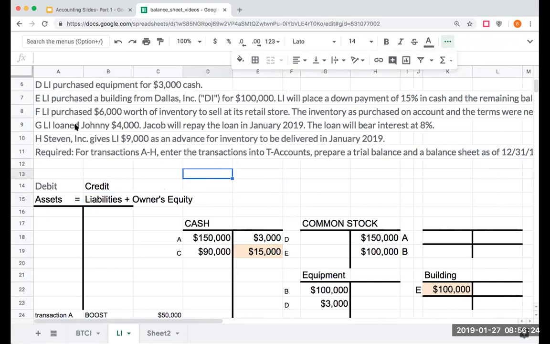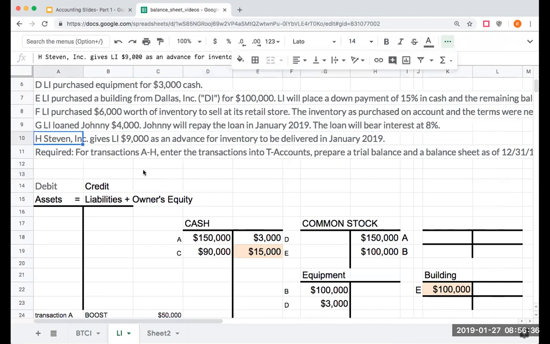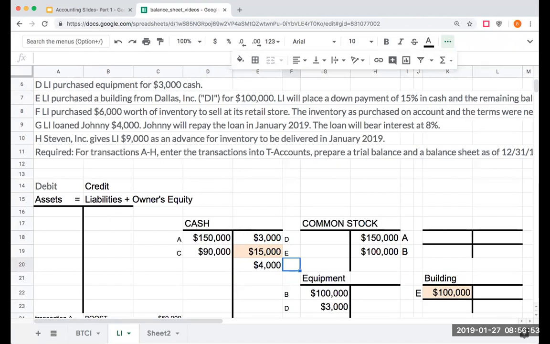Okay. Letter G. I loaned Johnny $4,000. Johnny will repay the loan in January 2019. The loan will bear interest at 8%. So if I'm loaning Johnny $4,000, Johnny's going to repay the loan in January. So what's happening to my cash? Well, in this case, my cash is going down. I'm giving money to Johnny. So if I'm crediting cash for $4,000, what am I debiting? Well, is Johnny going to have to pay me back?